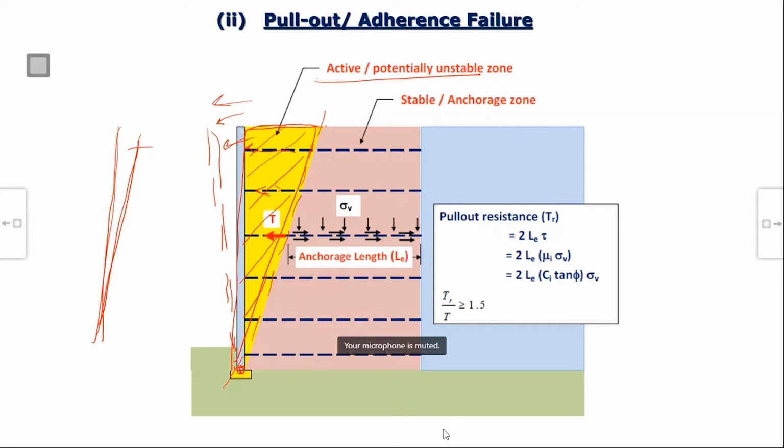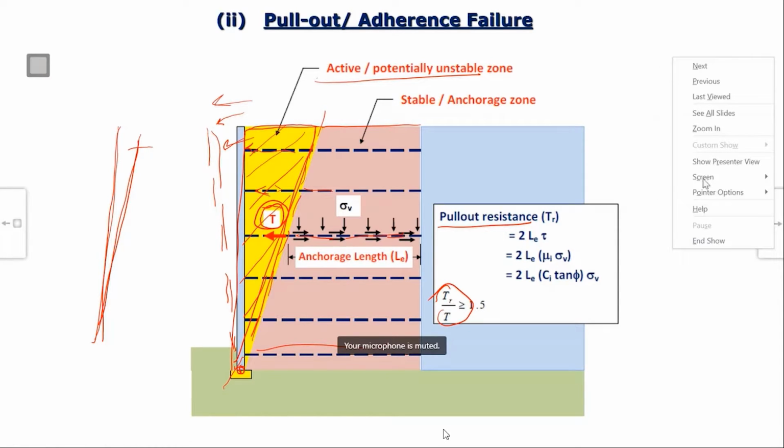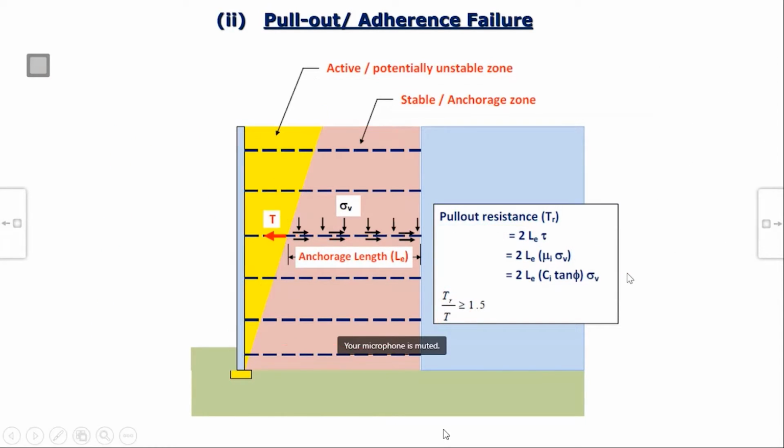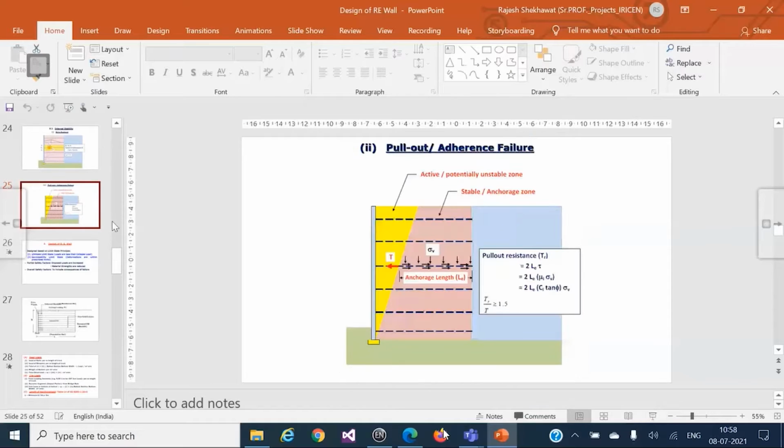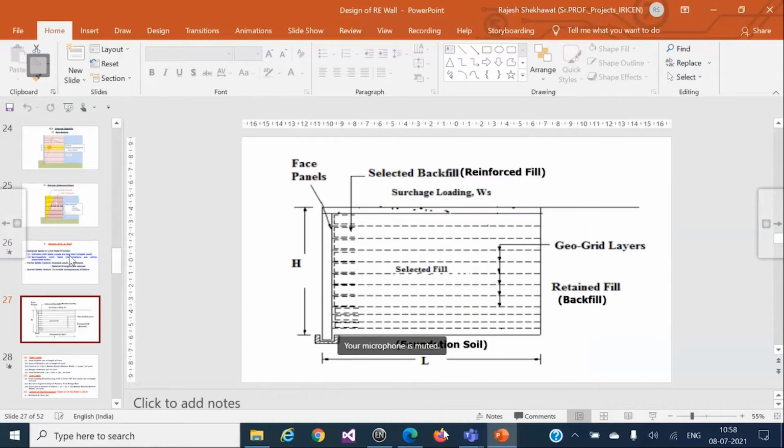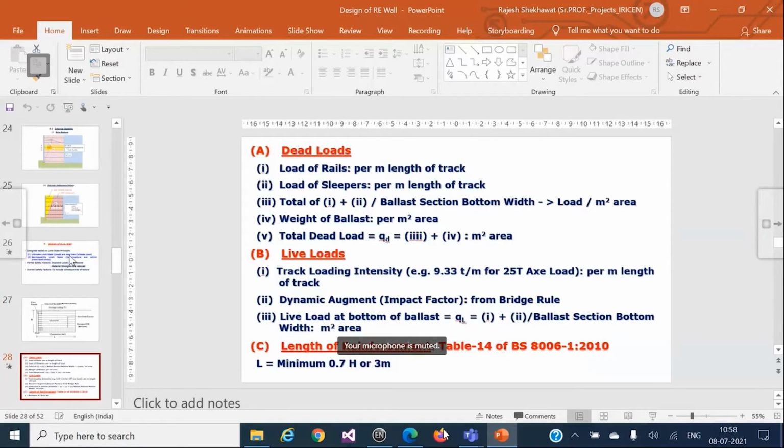क्लियर हुआ सर? अभी क्लियर हो गया? Yes sir, yes. This is exerting a force T on this block. और इसमें ये फोर्स रेसिस्ट हो रहा है इस रेनफोर्समेंट और इनके बीच में adhesion या फ्रिक्शन से. So you calculate pull out resistance and the force T and their ratio is factor of safety. ठीक है? Thank you sir. Any other doubt? Anybody having? No? I hope my screen is visible to you.